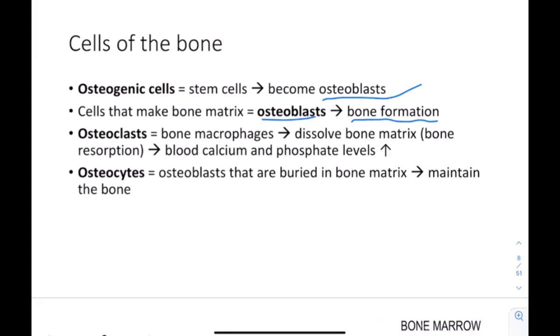The osteoclasts are the bone macrophages. They dissolve the bone matrix. When the bone matrix dissolves, it's called bone resorption. This actually causes the blood calcium and phosphate levels to increase. So whenever the body needs calcium, osteoclast activity increases, which dissolves the bone matrix and allows more calcium in the blood whenever your body needs it. The osteocytes are the osteoblasts that are buried in the bone matrix. They maintain the bone.